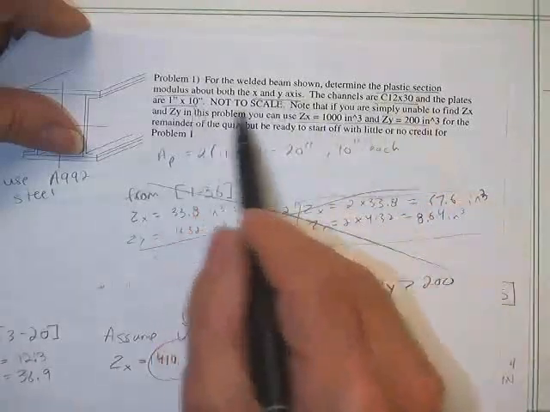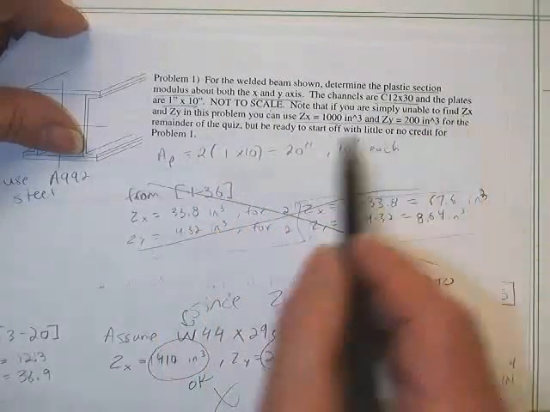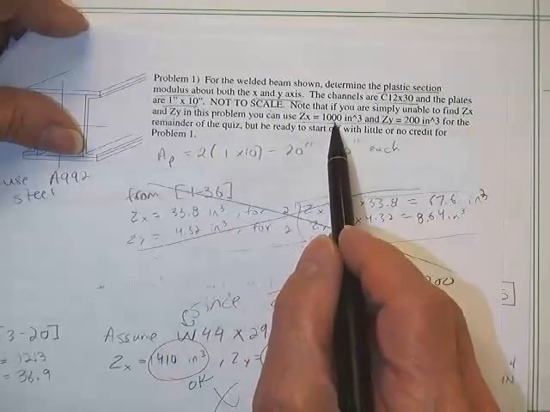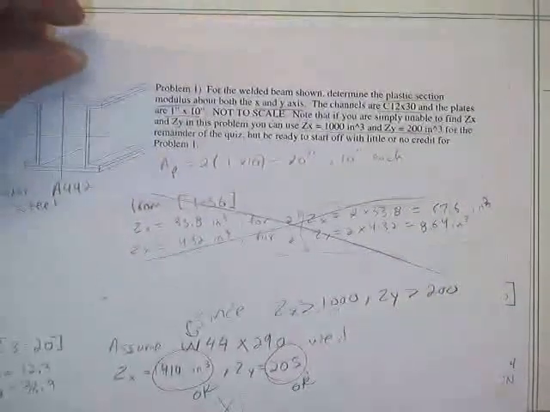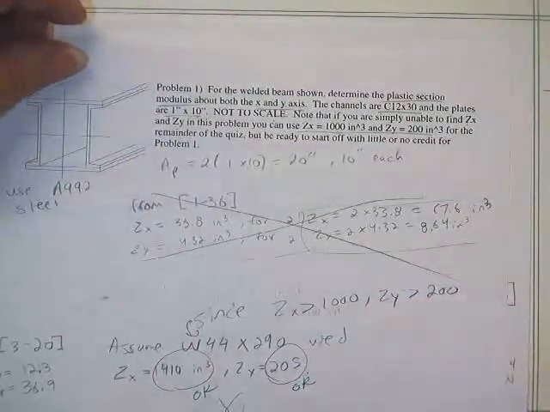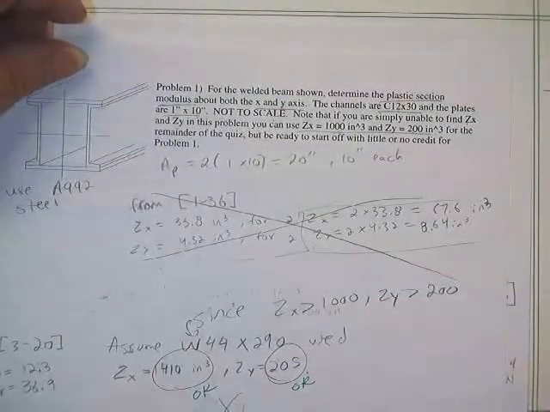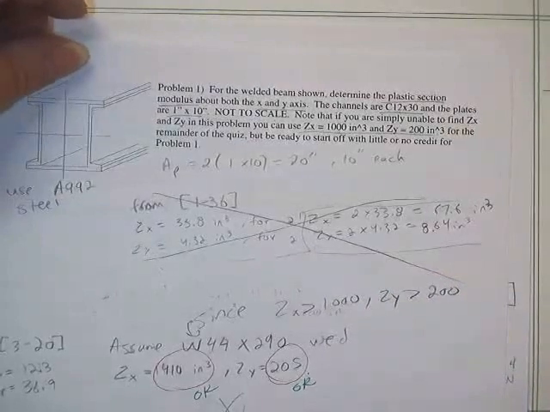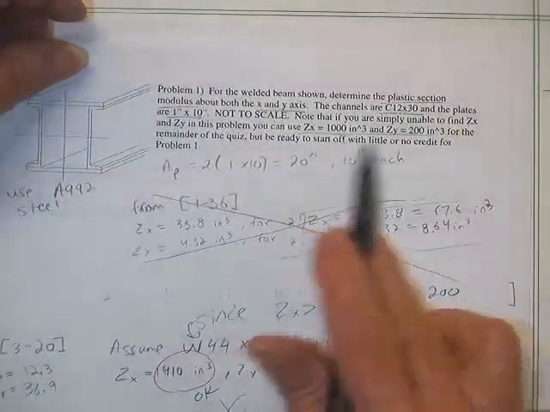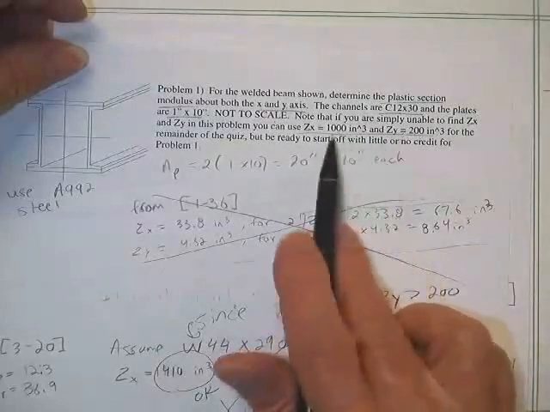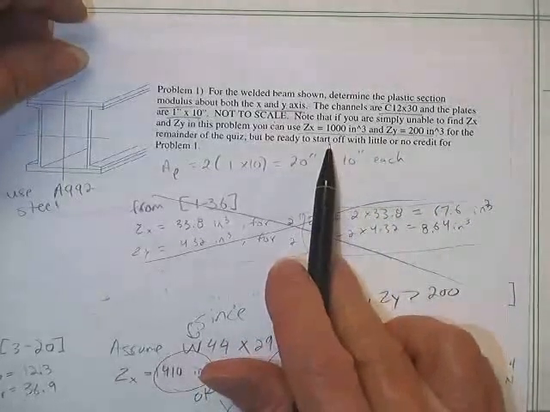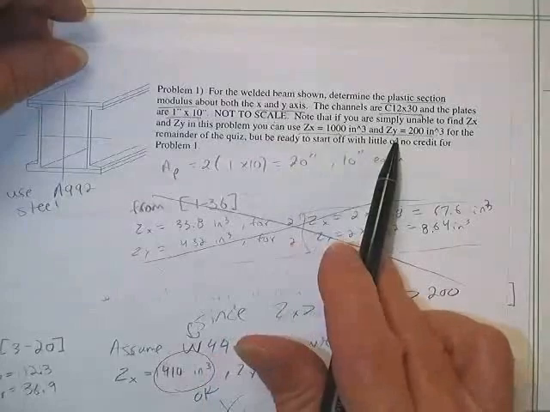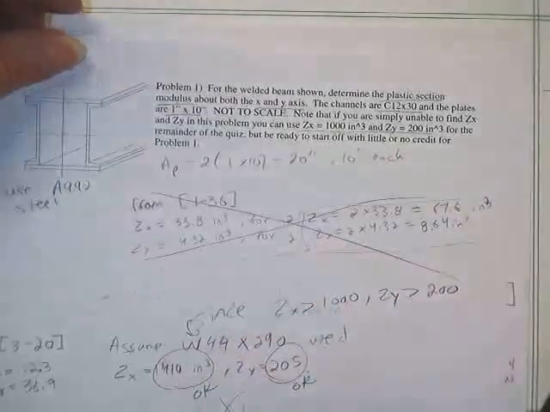There's the channels, there's the plates, not to scale. If you just can't do it, you can put Z is 1,000 for X and 200 for Y. I mean, they weren't right, and you're going to lose some points if you can't do that. But if you say, I can't work two because I can't get one, that's a fair argument. Many of you did this. A couple of you got it right, and you used mine anyway. You said, why take a chance? If I get it wrong, I may get something else wrong. If I use his numbers, I'm bound to be acceptable from that point forward. Not a bad point of view.